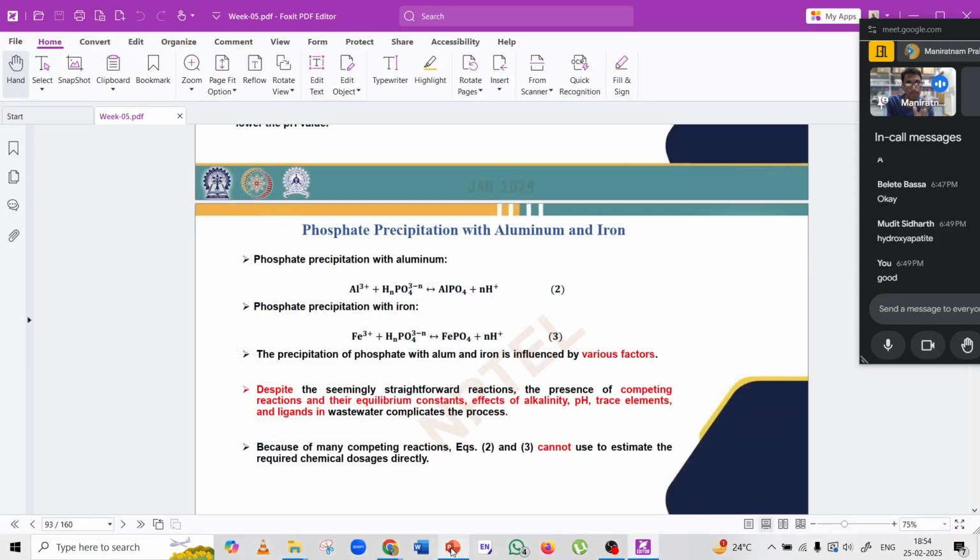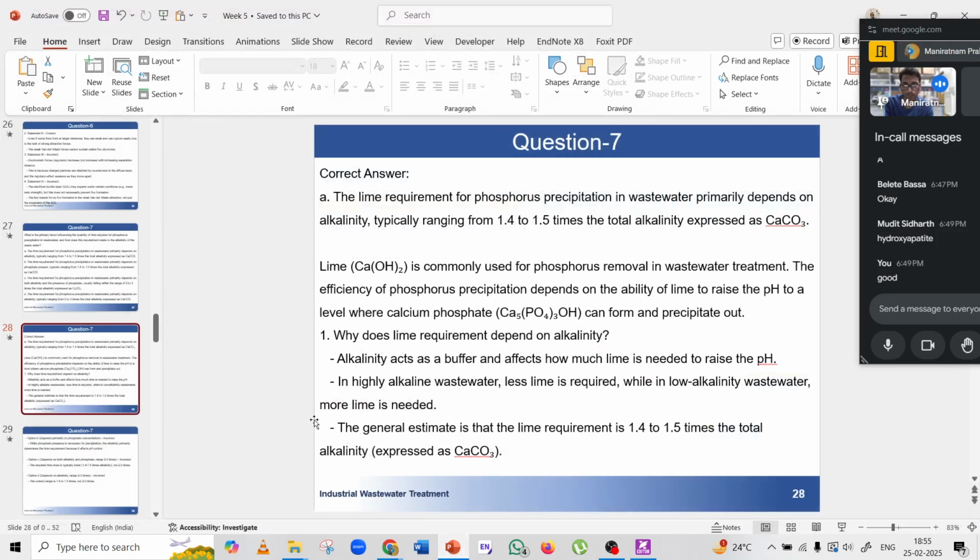Many of you might have heard of the Nalgonda technique for fluoride removal. In fluoride removal there also we use lime and alum. The Nalgonda technique is not used for fluoride removal in spite of having very high efficiency because there is a leaching of aluminum, which is neurotoxic.